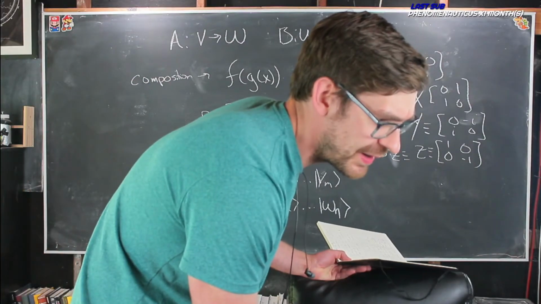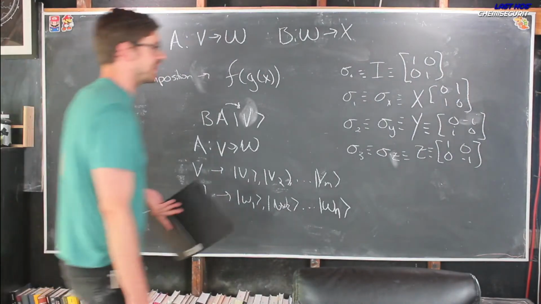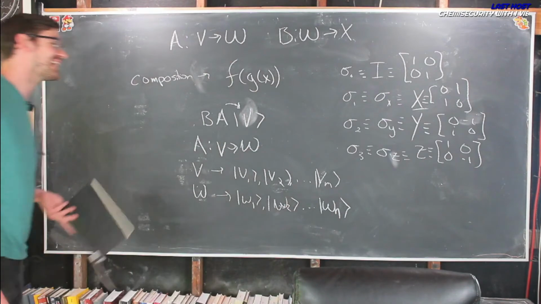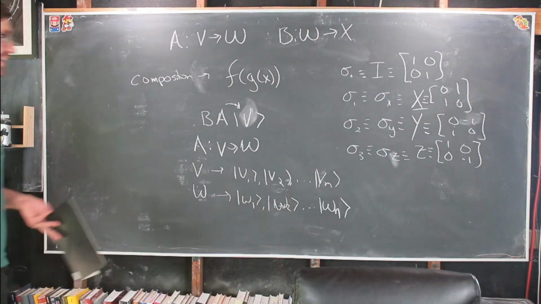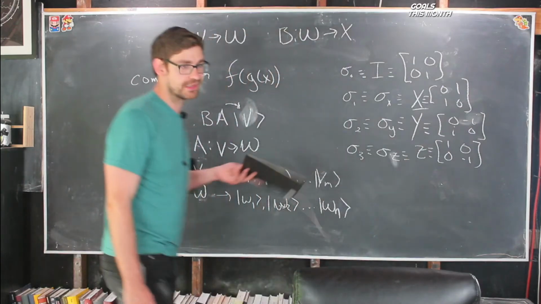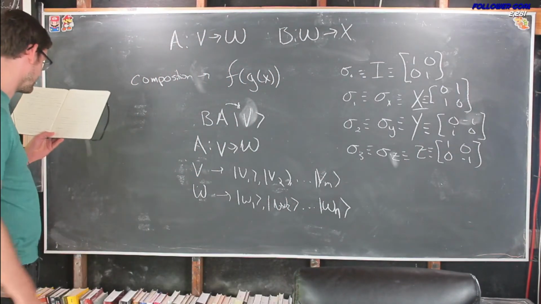Pauli matrices are bread and butter of quantum computing. 100% they are. We introduced the X gate as one of the first gates. The Z gate is also one that's wildly useful. I don't know how much the Y gate is, but maybe. But yeah, these are definitely going to be tremendously useful.